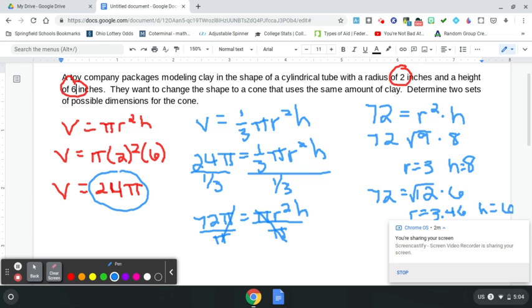Maybe you want, how about 36 and 2? That one will come out cleanly. If I take the square root of 36, that gets my radius is 6, and my height would equal 2. Any of those examples would work. Hope that helps.